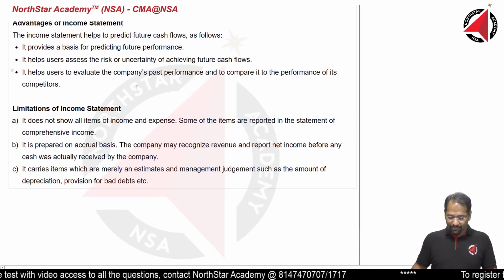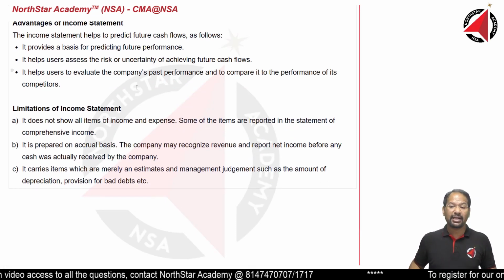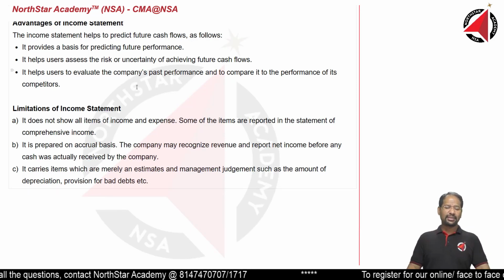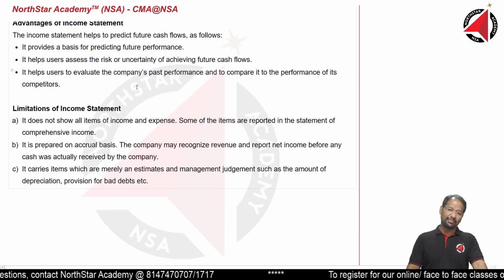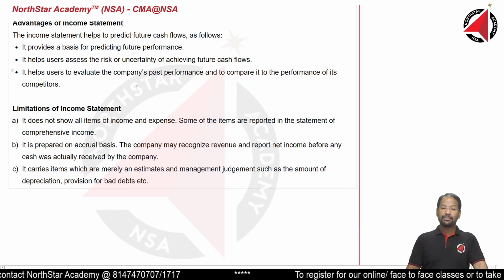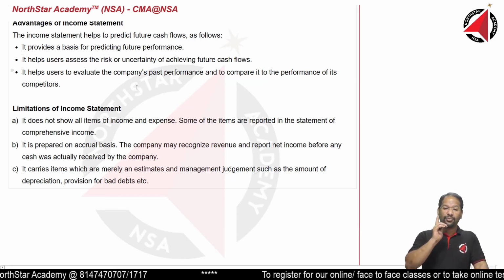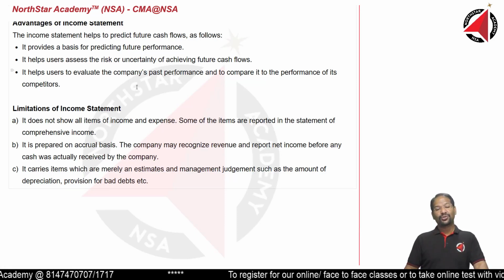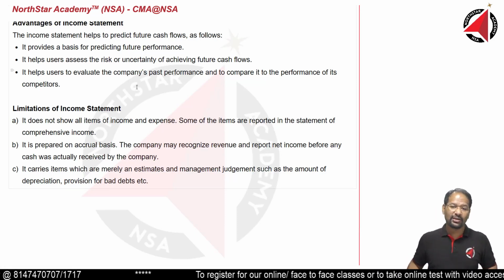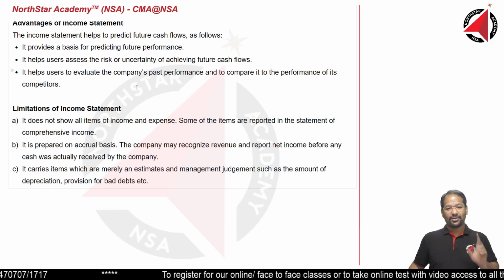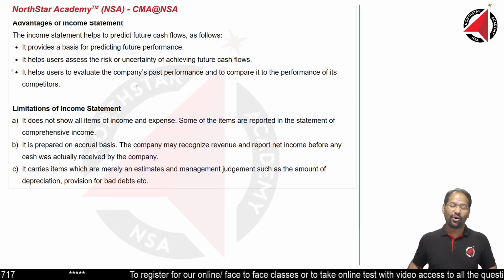It carries items which are merely an estimate and management judgment, such as the amount of depreciation. So there are a lot of items in the income statement which are just an estimate, and like I mentioned, an estimate may change with your experience. So these are estimates, these are not sacrosanct numbers. So this is the third limitation of the income statement.